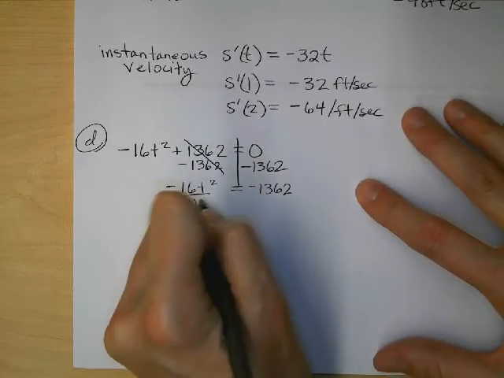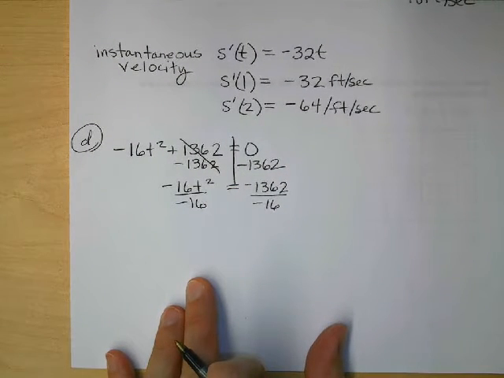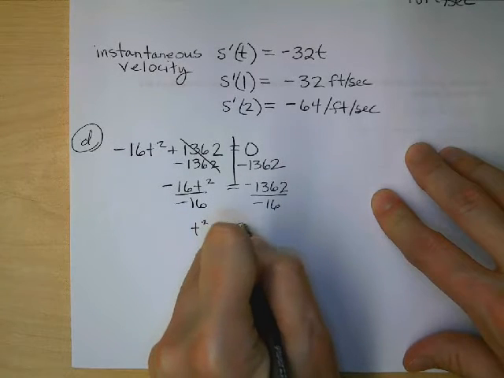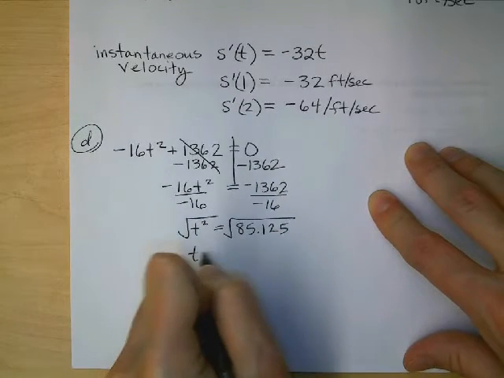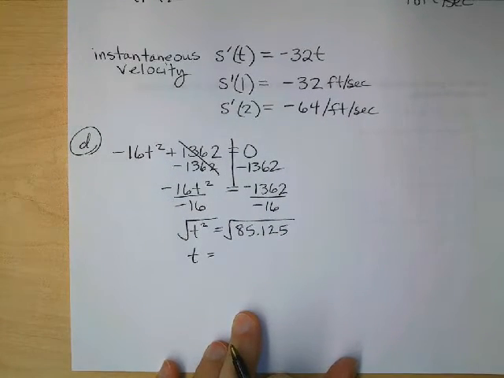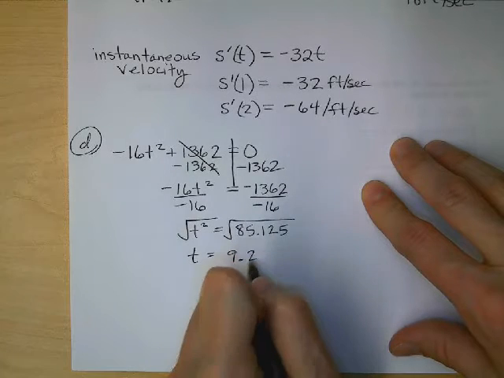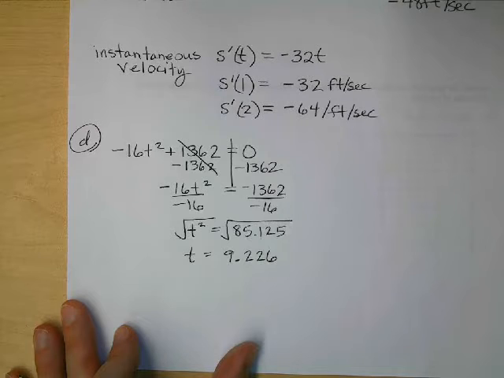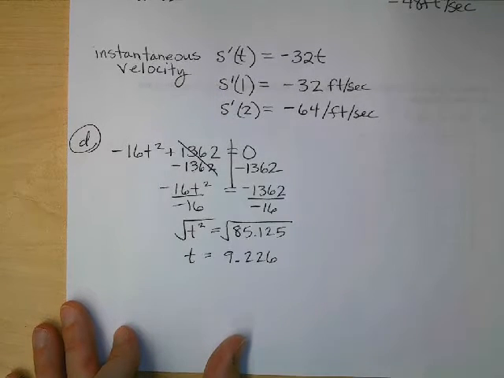Okay, so now I divide by negative 16 on this one. So I got negative 1362 divided by negative 16, and then you have to take the square root of that. So I got like 85.125. Then I have to take the square root of that to get the answer finally. I got 9.226. Let's round it off.